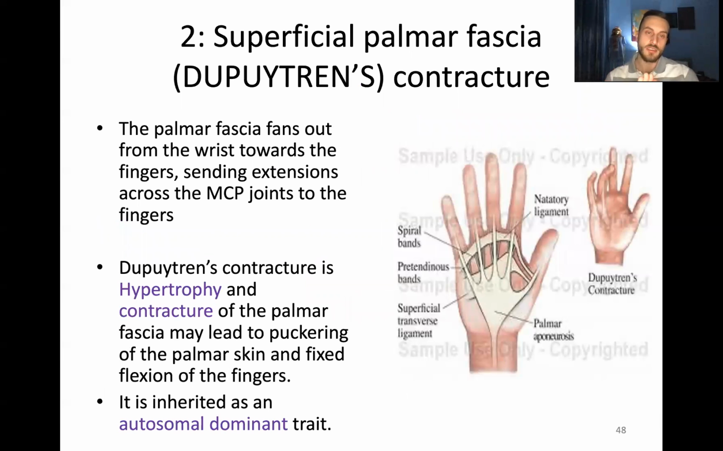And we have a very important disease to know about, which is Dupuytren's contracture. In Dupuytren's, we have the palmar fascia in the hand, as you can see in this picture. In this palmar fascia, what's happening is increased collagen synthesis, okay? It's an autosomal dominant trait. It will cause hypertrophy, more contracture, more hypertrophy. So there will be permanent flexion of the digits. The most common digits are the 4th and the 5th.